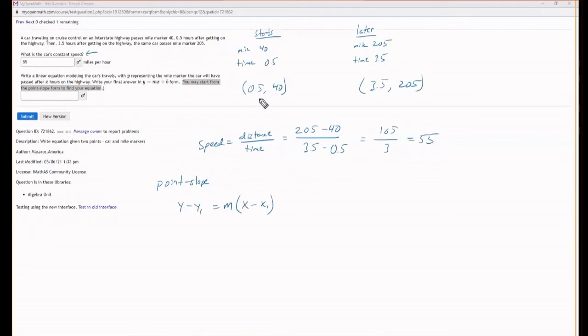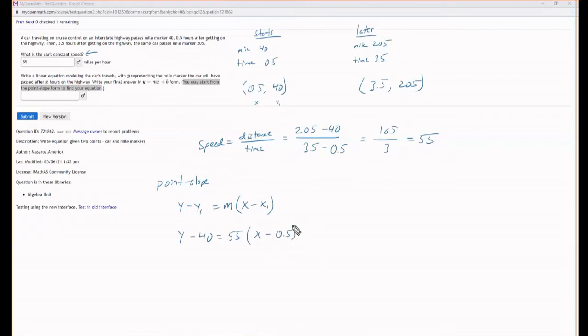I like to work with smaller numbers, so I'm just going to pick this one. So that's my x1 and that's my y1. But you don't have to pick that. You could pick the other one. Just don't use a combination of both. Don't use 0.5 as your x1 and 205 as your y1. That's no good, right? You got to pick one point. Okay, the x and the y stay variables because I want to have an x and a y in my equation. So I'm going to get y minus 40 equals 55 times x minus 0.5.